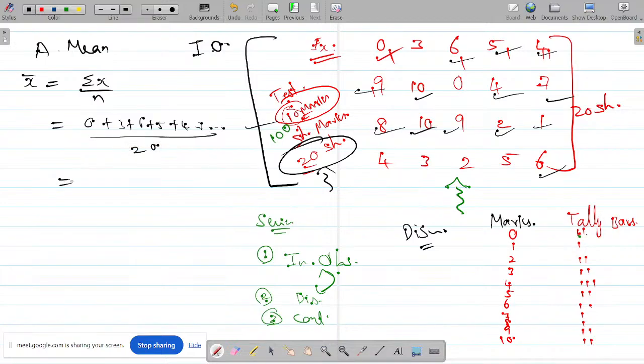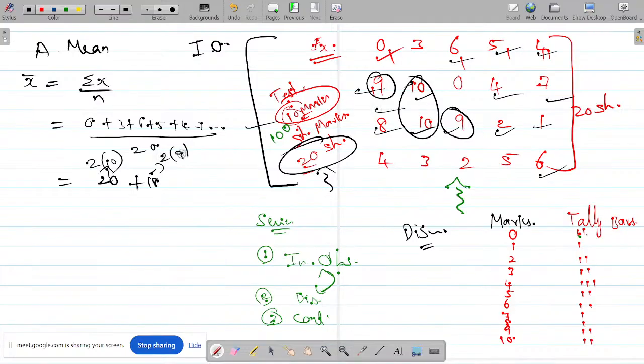Instead, what you do? Sometimes you have 2 tens, so 20. How many nines? 2 nines, so 18. Why do you need to add 10 plus 10 plus 9 plus 9? We directly take 2 into 10. How do you take this 18? Because you have 2 nines, you take 2 into 9. Then for 8, how many 8s do you have? Only one 8. I can take it as 1 into 8. That is what we did here.